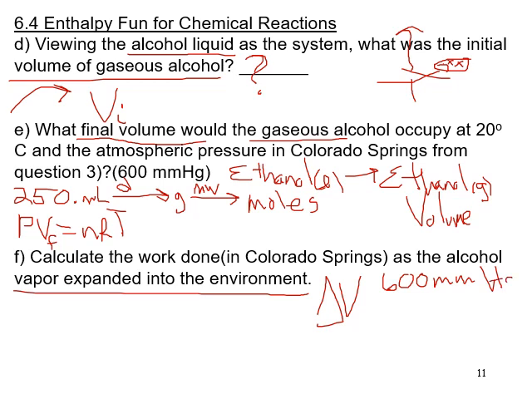So recall when you're asked for work, work is equal to minus P delta V. So you want to use that pressure here and the delta V that you figure out from letters D and E.